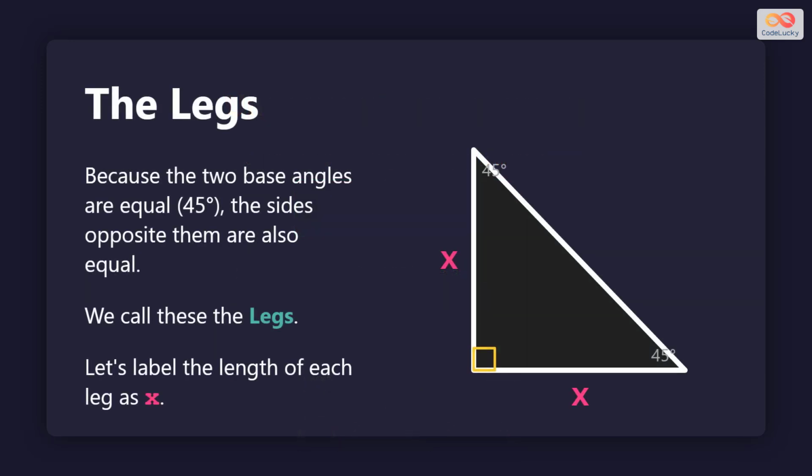In geometry, equal angles open up to equal opposite sides. Since our two base angles are both 45 degrees, the two sides adjacent to the right angle are equal in length. We call these the legs. For our calculations, we will label the length of these legs with the variable x.